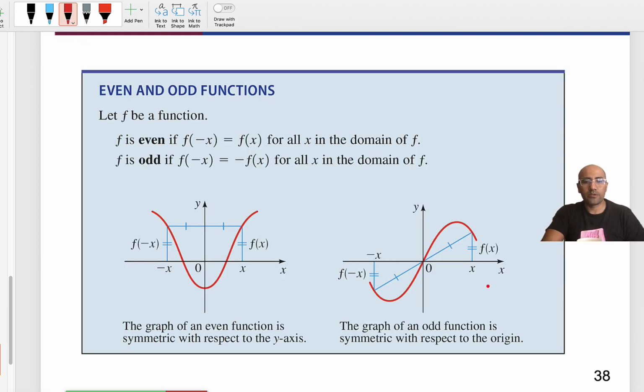When you graph them, this is what you get. So for an even function, it'll be a mirror image about the y-axis, whereas for an odd function, what you have to do is think about this, the line y equals x. This line right here is the line y equals x. And so the graph is going to give you a reflection about this line.